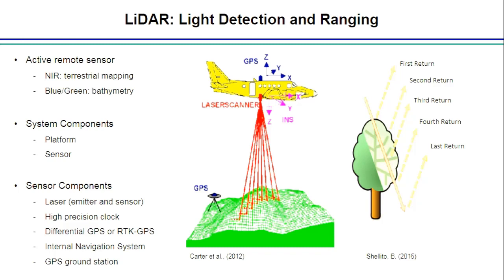So the system has 2 components: a platform which is flown over the Earth's surface, and then the sensor that is detecting the system. And the sensor is made up of a laser, a high precision clock which times how long it takes for that light beam to travel, a GPS and internal navigation which record the position of the platform that is flying, and then the ground GPS station which is used to make any corrections to improve the accuracy of the GPS system.